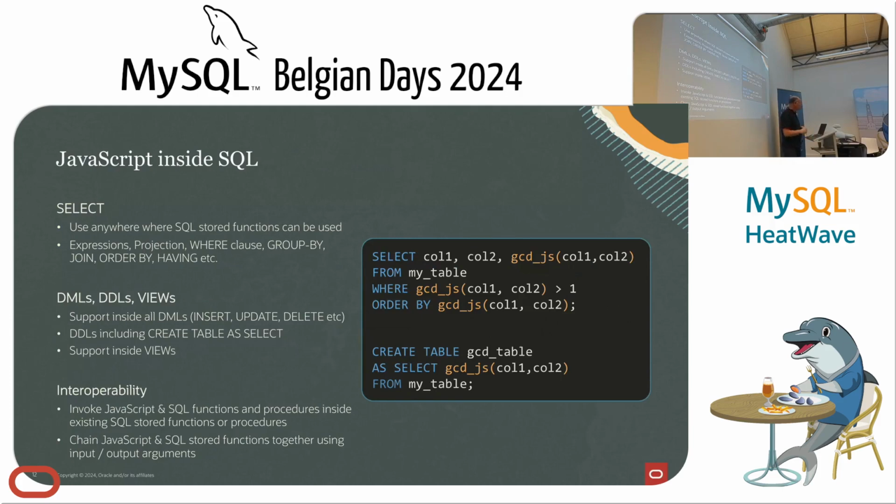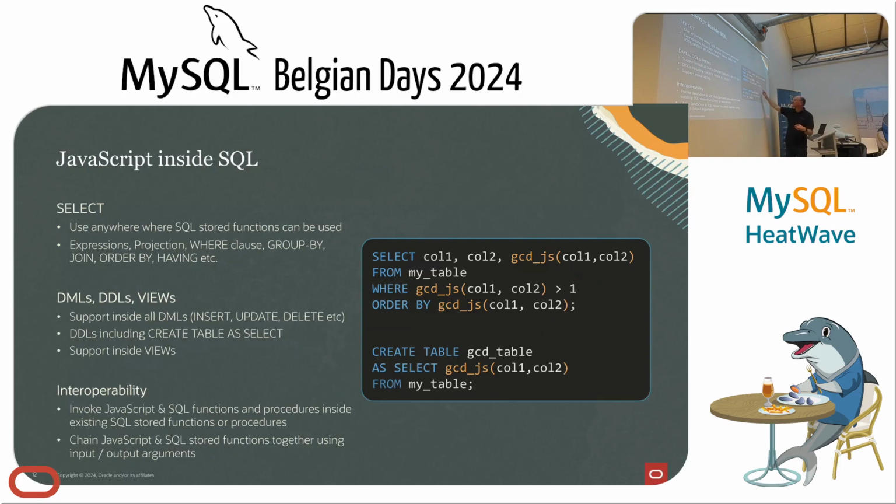So how do you use a JavaScript stored procedure? You use it the same way as you use existing stored procedures. Here I have defined, from the previous slide, the greatest common divisor function, which returns the greatest common divisor of two arguments. Then I can use it in the select list, in the where clause, in the order by clause, or wherever you can use a function. You can have a function call as an argument to another function call, and you can also mix and match SQL functions and JavaScript functions.